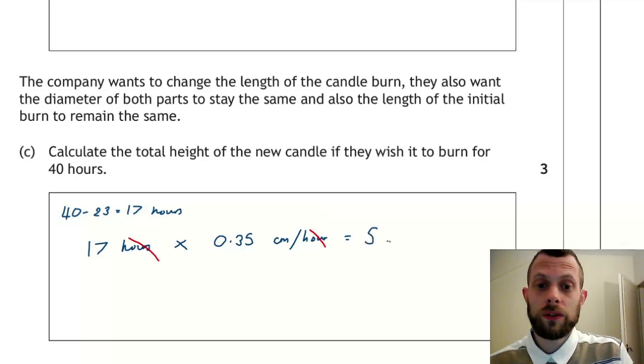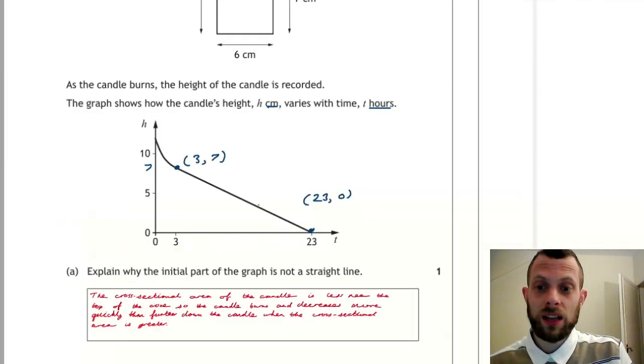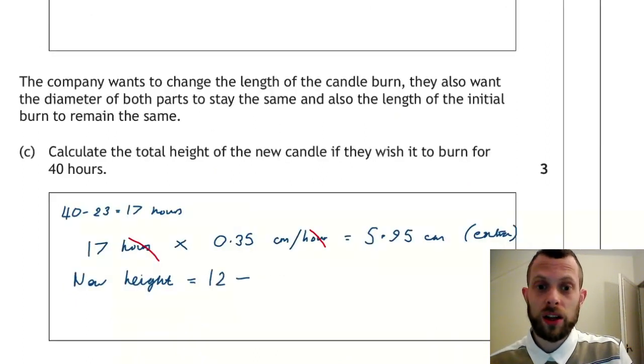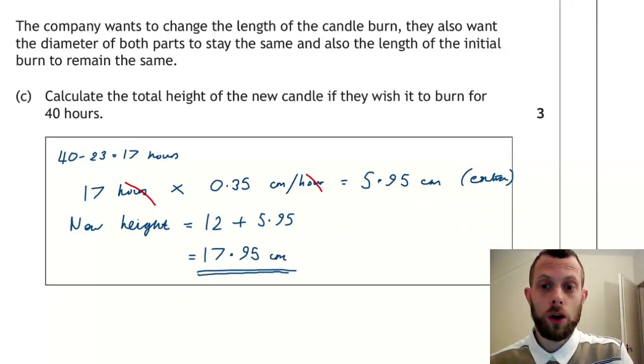This is going to give you 5.95 centimeters. That's only the extra candle. We'll also get the total height of the candle by adding that on. So the original candle was 12 centimeters tall. 12 plus 5.95 equals 17.95 centimeters height of the candle.